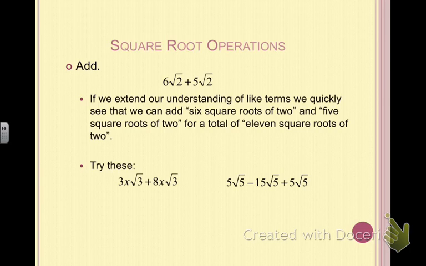If we continue to extend our knowledge of like terms, we can understand that the factors outside the radical sign are added and the index and radicand stay the same. When adding 6 square roots of 2 and 5 square roots of 2, we get 11 square roots of 2. Try 3x times the square root of 3 plus 8x times the square root of 3. 3 plus 8 is 11, so the sum is 11x times the square root of 3.